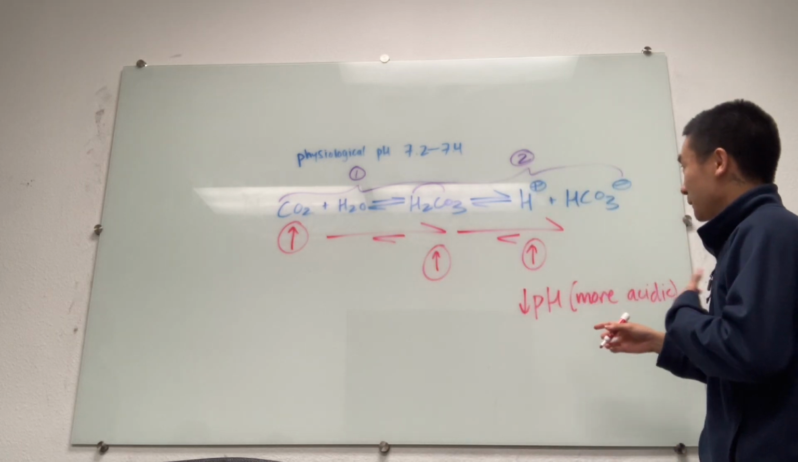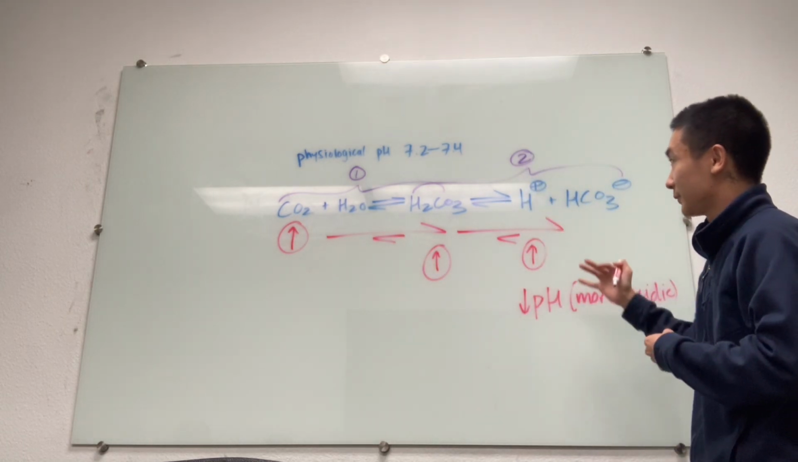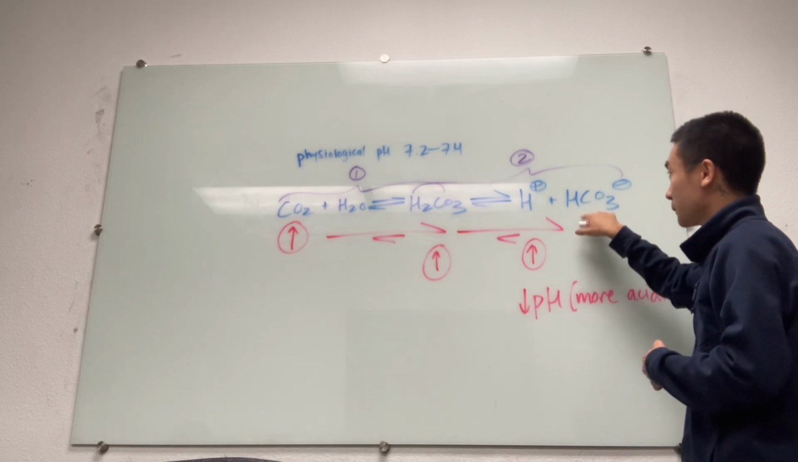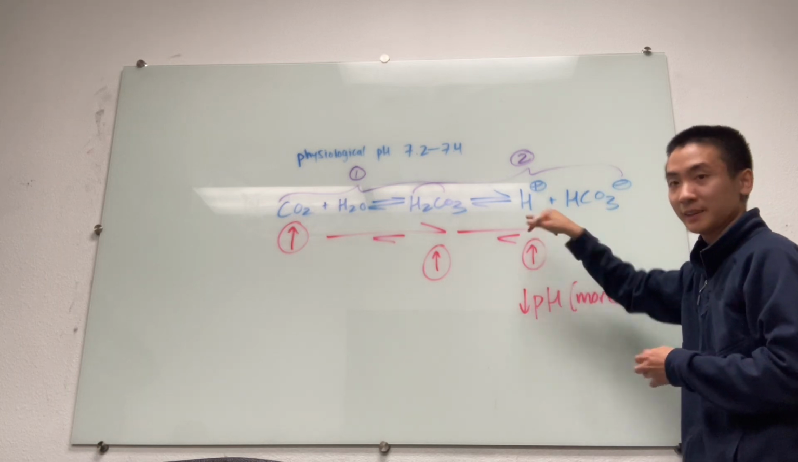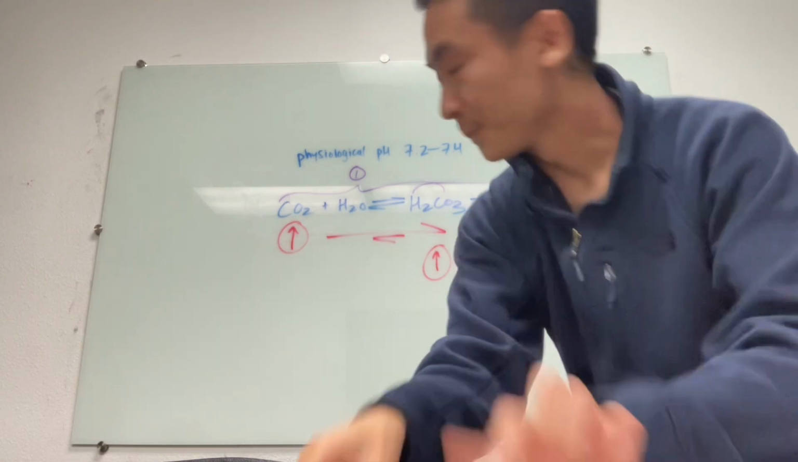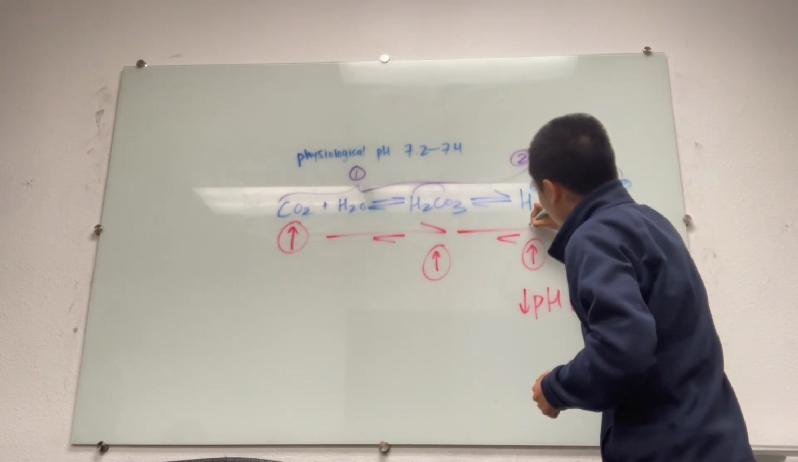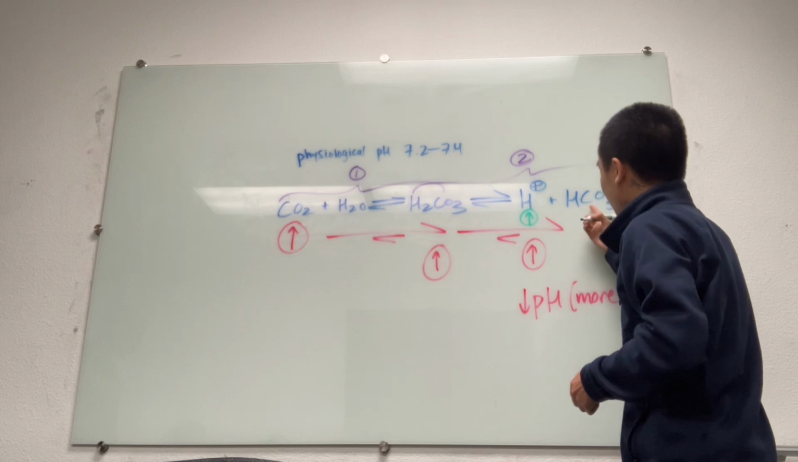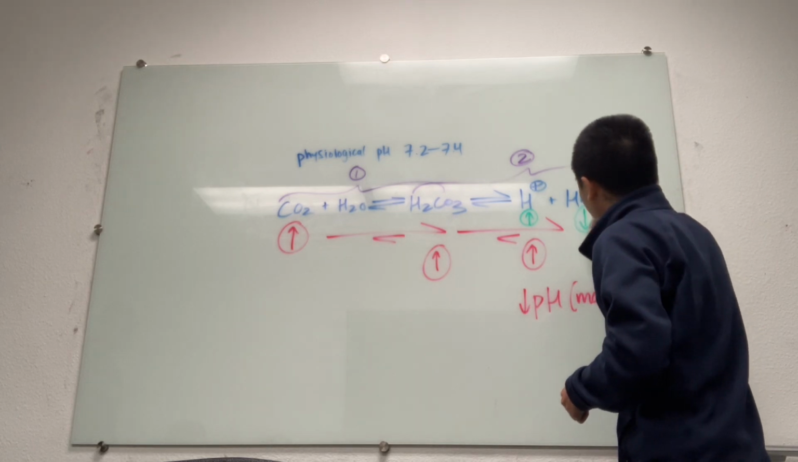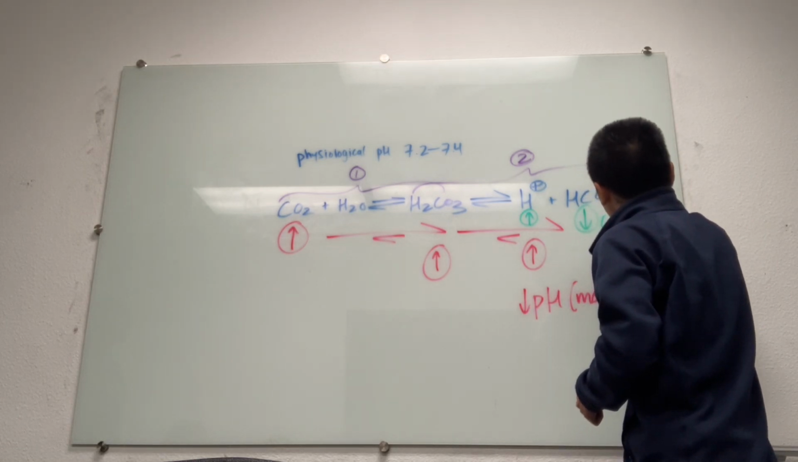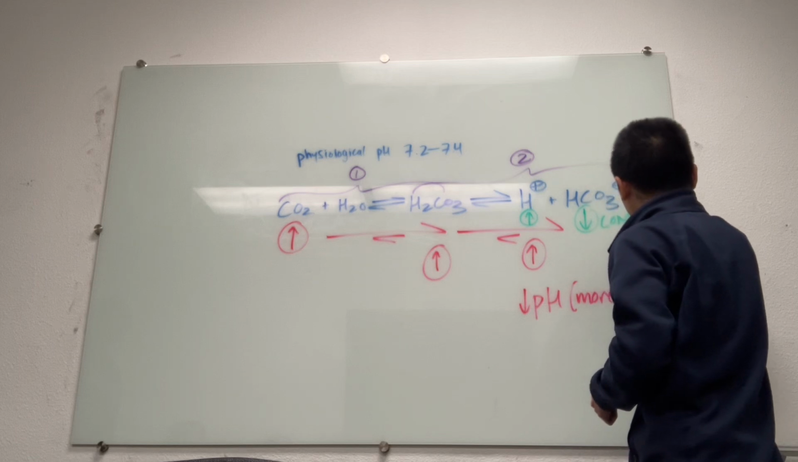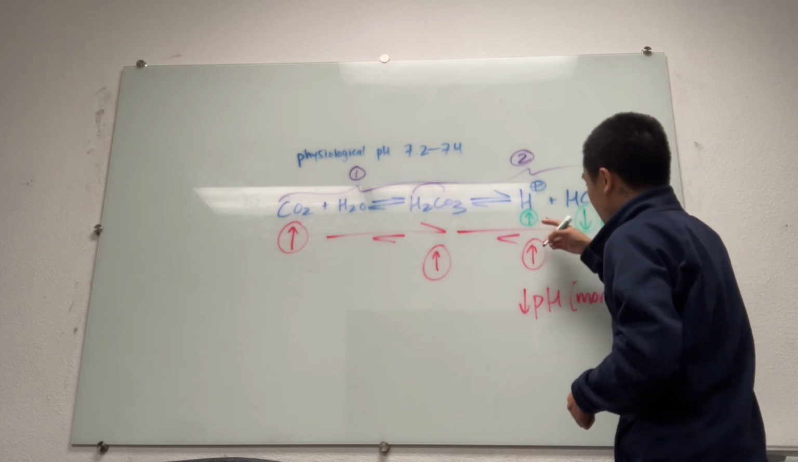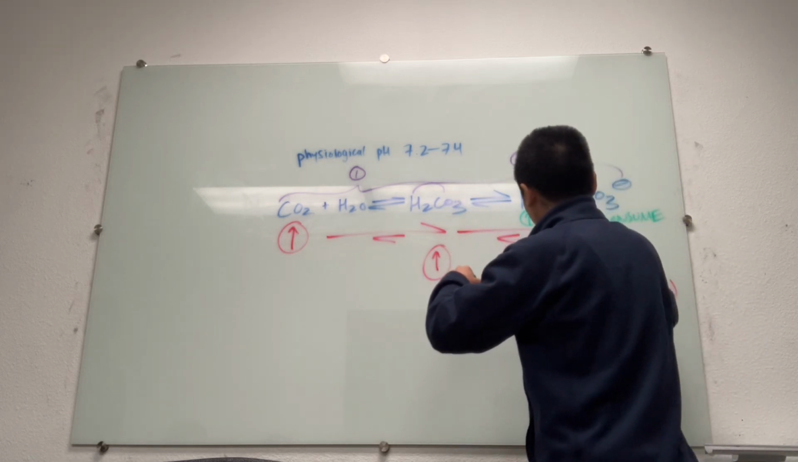So our body would counteract this effect by having this carbonate react with the proton, right? So as this H plus here is being increased, this H plus here is going to react with this carbonate and consume this carbonate, right? This H plus here increasing in the body is what we call acidosis.